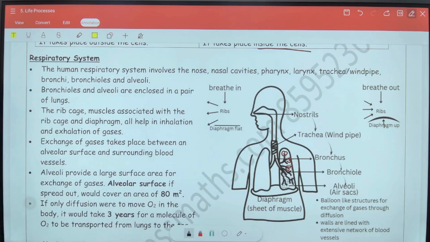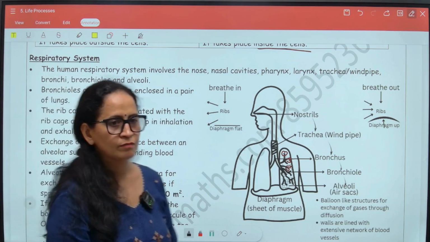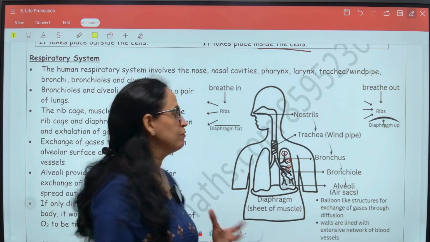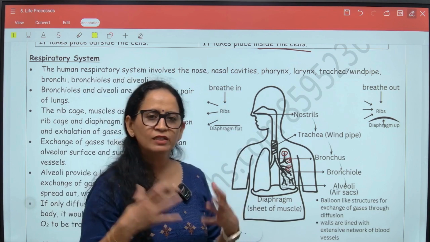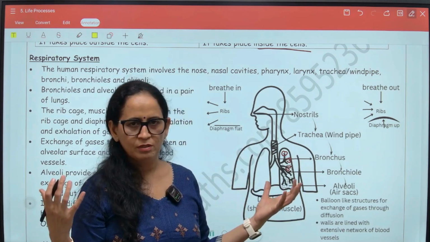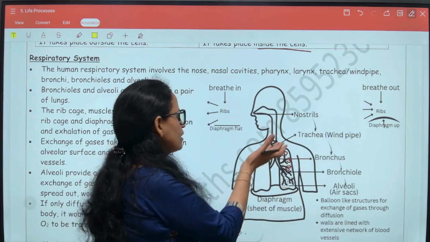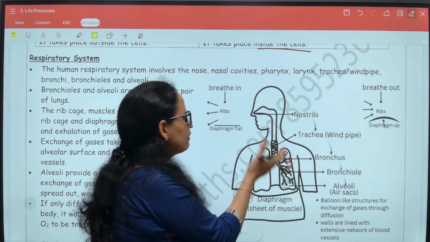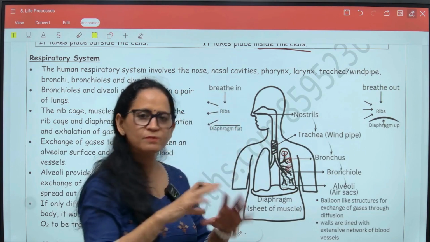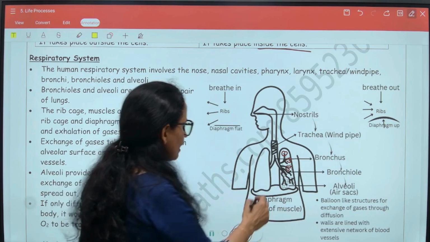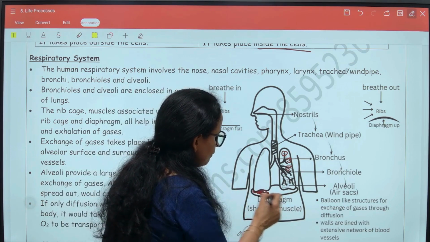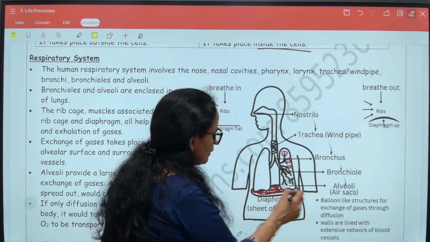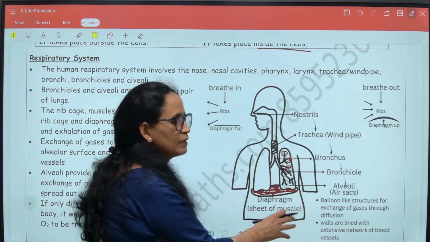Now, what happens when we inhale? When we breathe in air, the ribs expand outwards and the diaphragm moves downwards. What is the diaphragm? Let's first talk about that. The diaphragm is a muscular sheet that separates the thoracic cavity from the abdominal cavity, right?